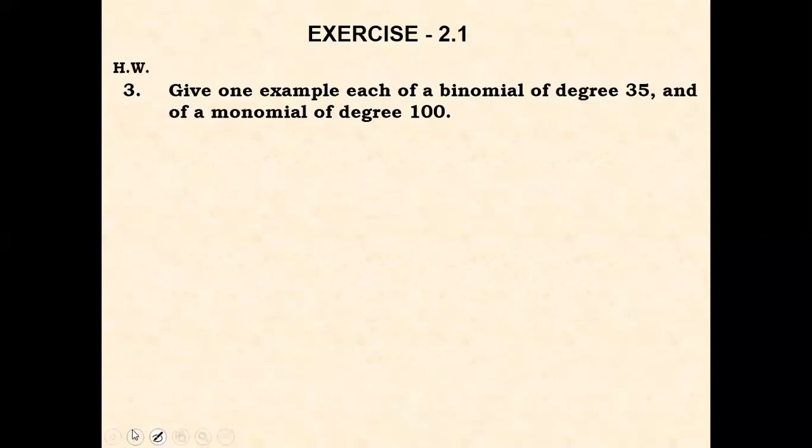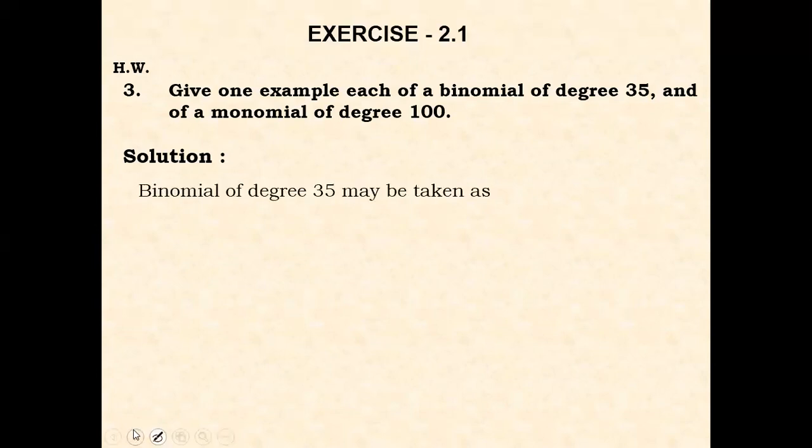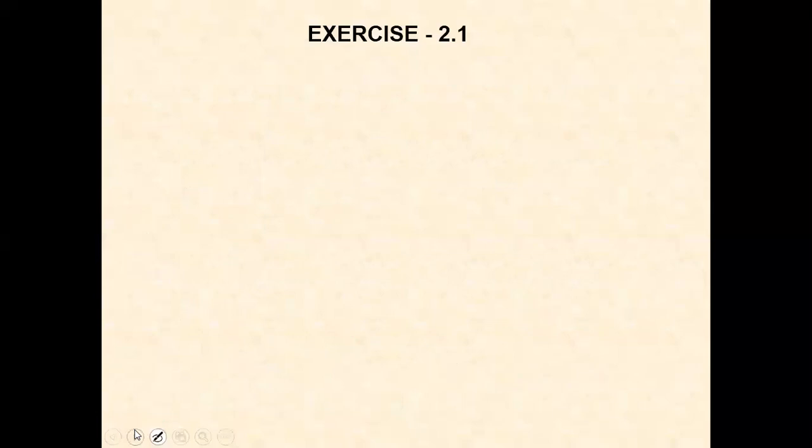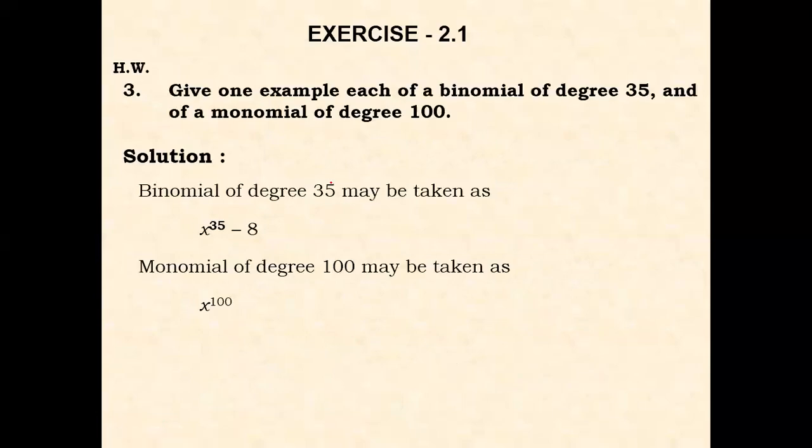Now next we have question number 3. Give one example each of the following: a binomial of degree 35 and a monomial of degree 100. So we can have an infinite number of such examples of binomials where degree 35 and a monomial of degree 100 we can assume. You can see a binomial of degree 35 may be taken as x to the power 35 minus 8. You can have y to the power 35 plus 20. So various examples you can consider by your own.